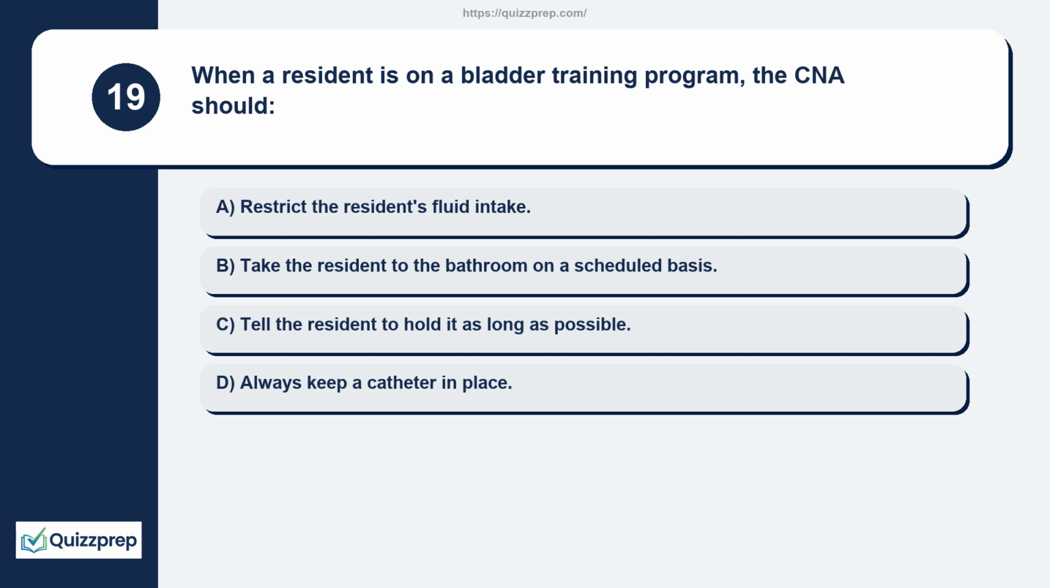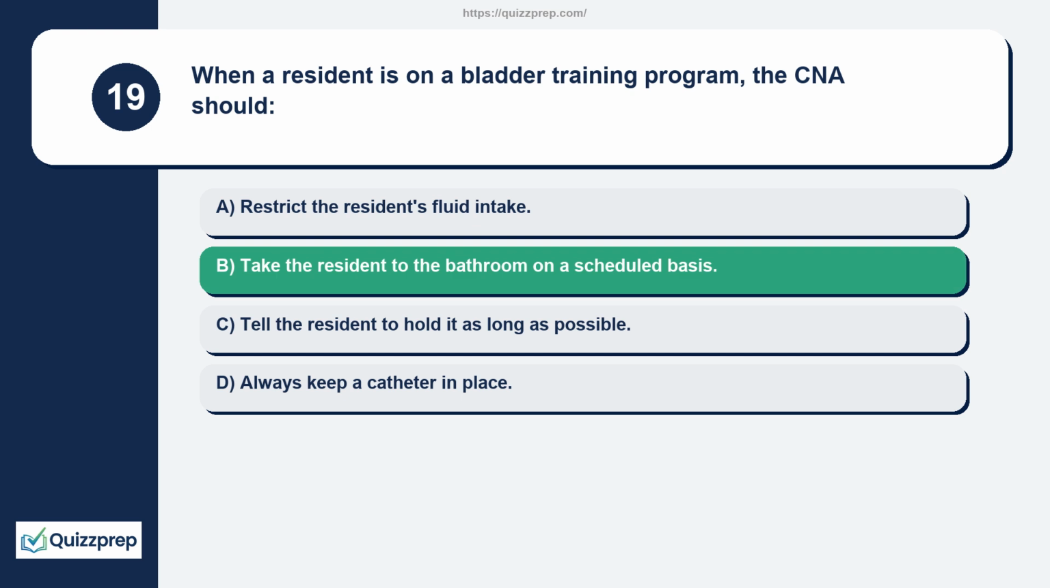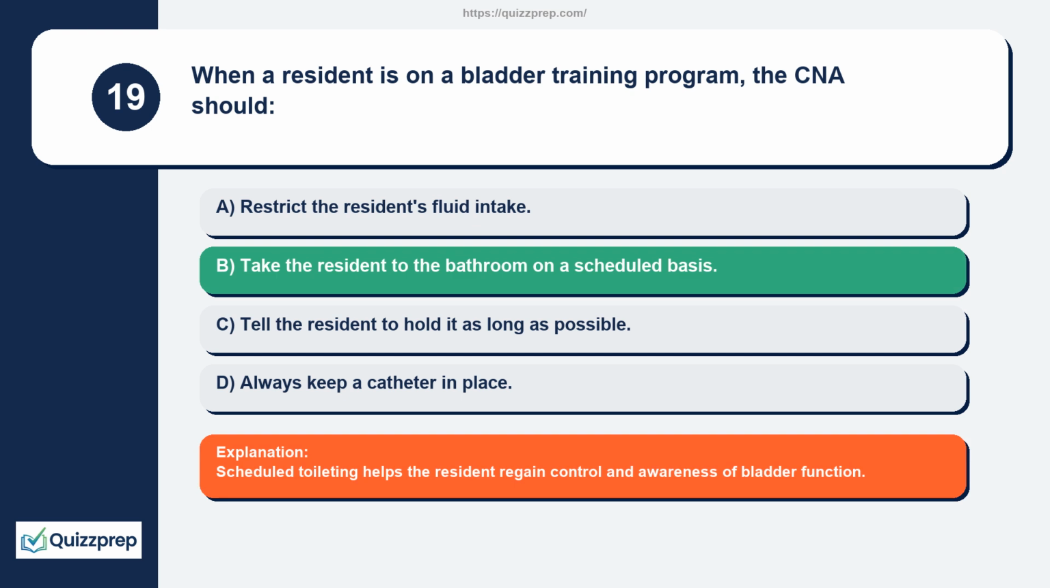Question 19. When a resident is on a bladder training program, the CNA should restrict the resident's fluid intake, take the resident to the bathroom on a scheduled basis, tell the resident to hold it as long as possible, always keep a catheter in place. Scheduled toileting helps the resident regain control and awareness of bladder function.